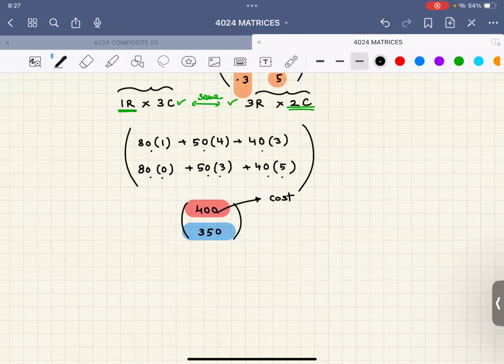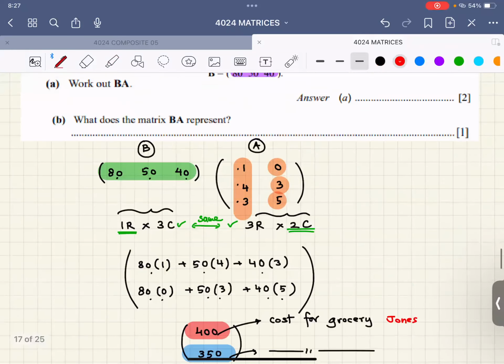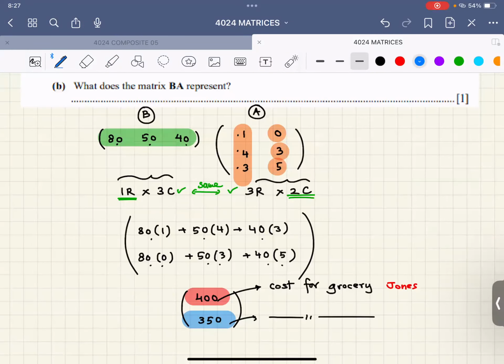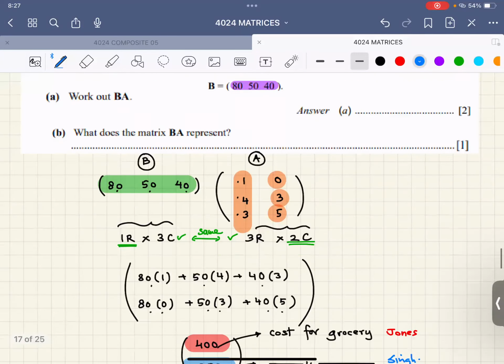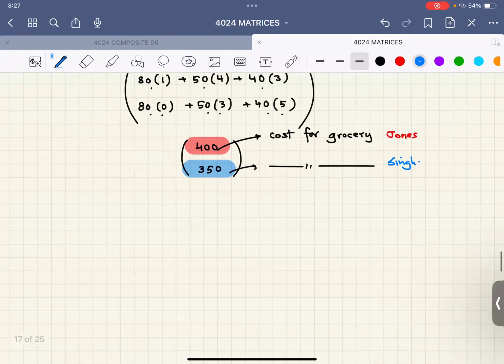So this is the cost for grocery. The other one is also the cost for grocery. And the first one is the Jones family, and I think the blue one is the Singh family. So this is the cost for each family. That is what it represents. Let's read. That's 400 and 300.